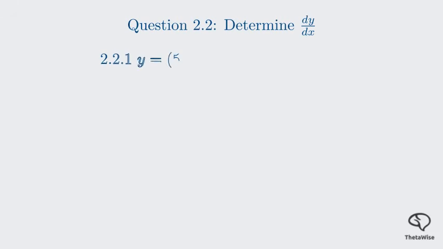Let's continue with question 2.2. This section asks us to determine the derivative, dy/dx, for two complex functions. Let's start with the first one, 2.2.1. The function y is a product of two terms, each raised to a power. This is a classic case for the product rule.